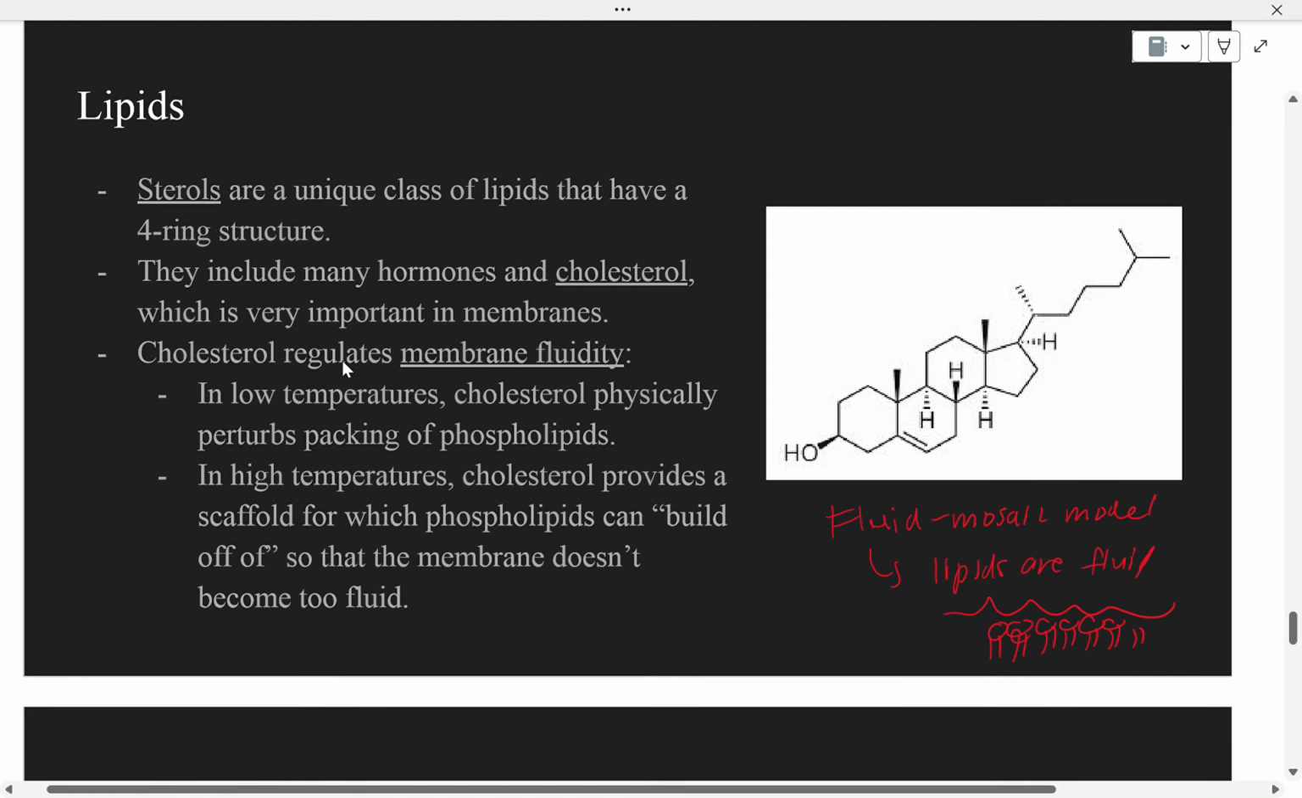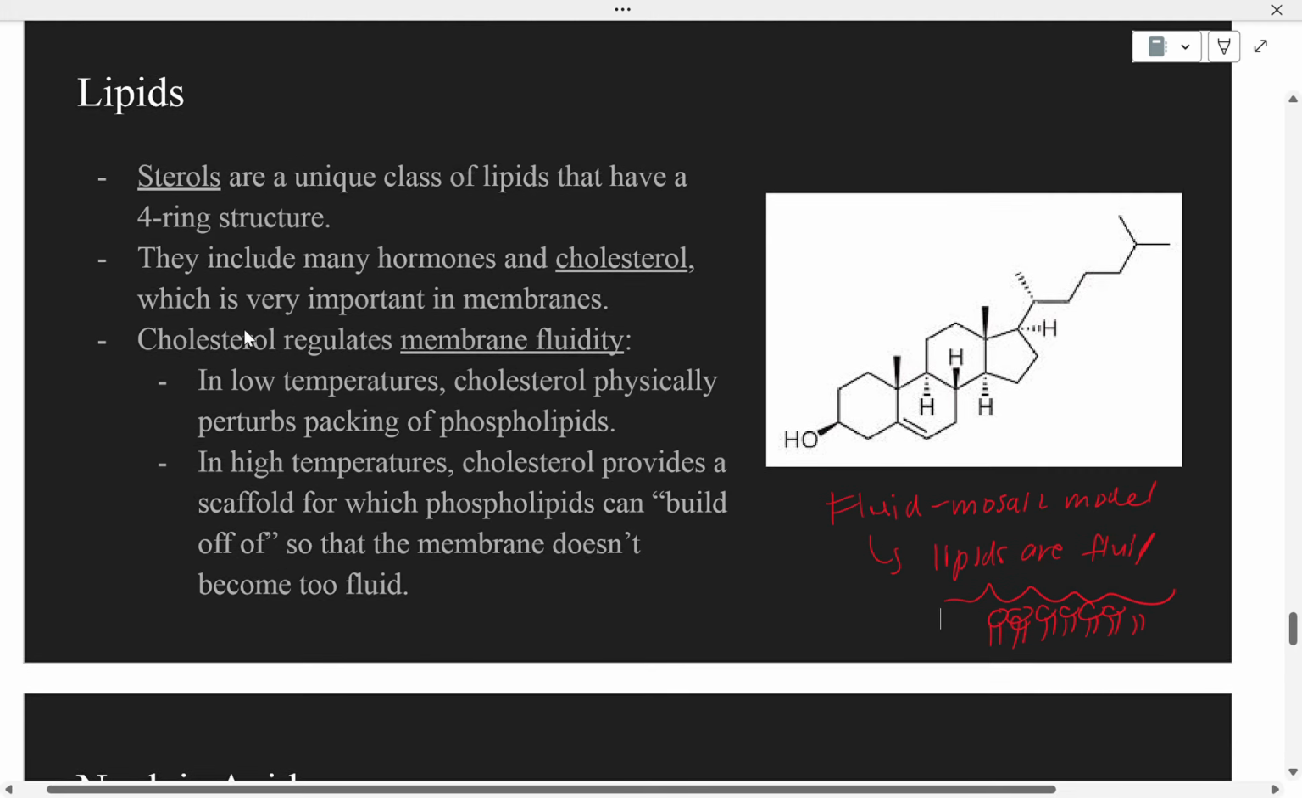So membrane fluidity, obviously we need some of it so that we can let some things come into the cell. But we also don't want the membrane to be too fluid or too rigid as well. Because if the membrane is super rigid, then nothing's going to be able to come through. No nutrients will be able to come through. And if it's really fluid, then the cell might just fall apart because the phospholipids aren't close enough together. So let's see what cholesterol does to regulate this fluidity.